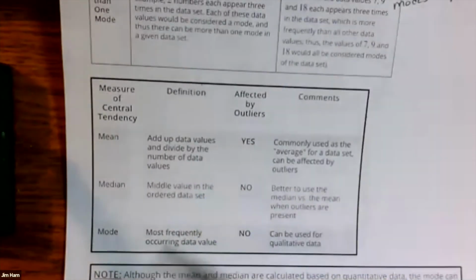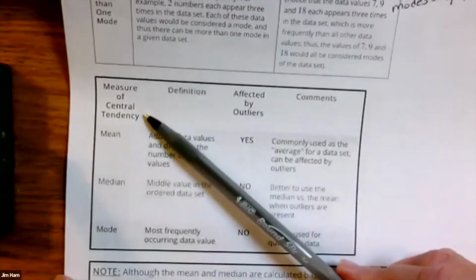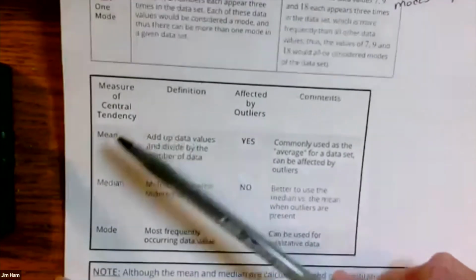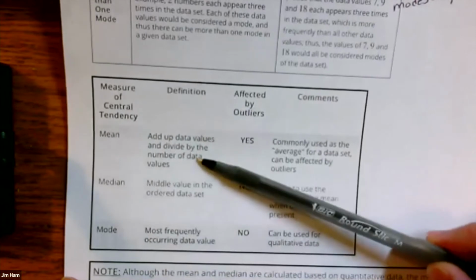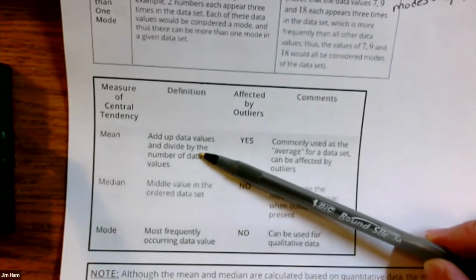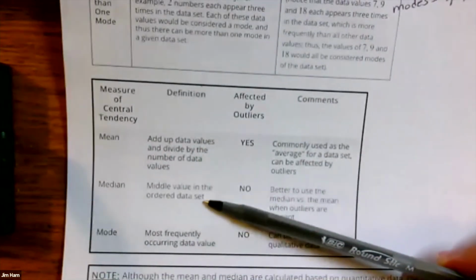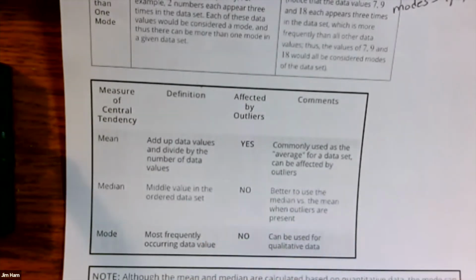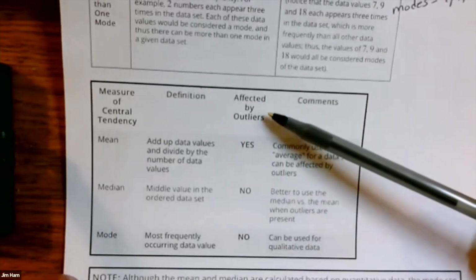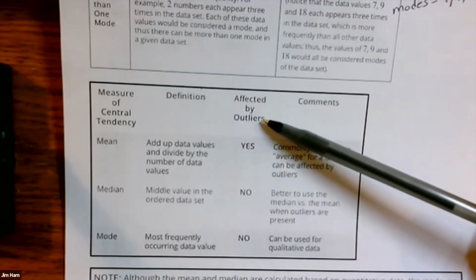All right, so here's a summary of these, the measures of central tendency, or the measures of center. We've got the mean, the median, the mode. And the definition, you add up the data values and divide by the number of data values. The median is the middle data value, and the mode is the most frequently occurring data value. But in very large data sets, the mean, median, mode are all about the same place, right in the middle of the data set.